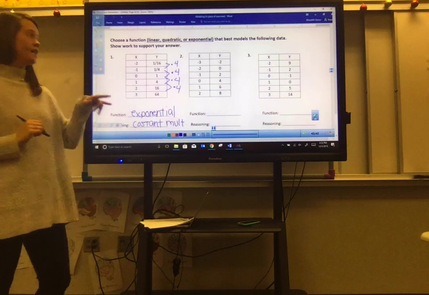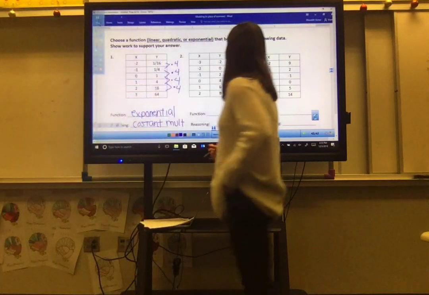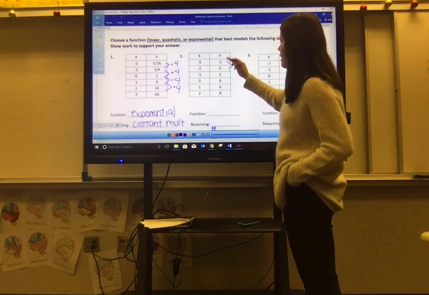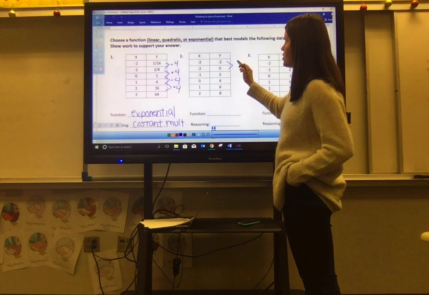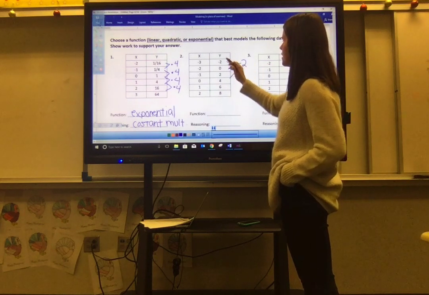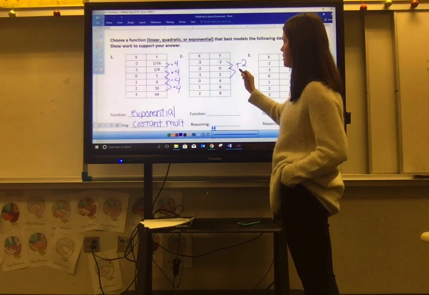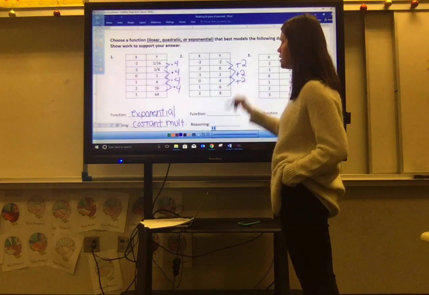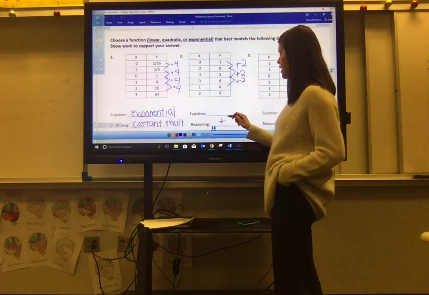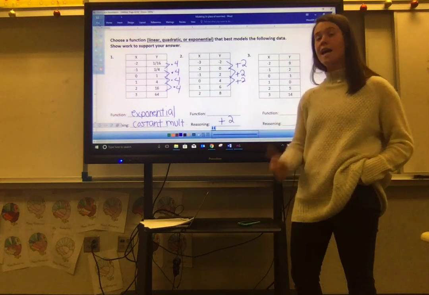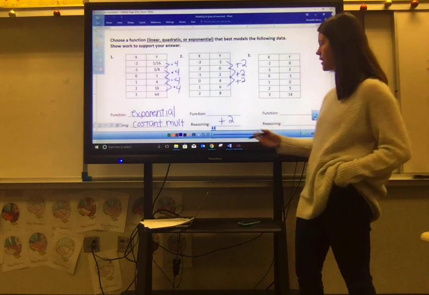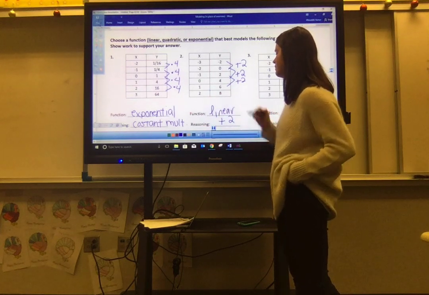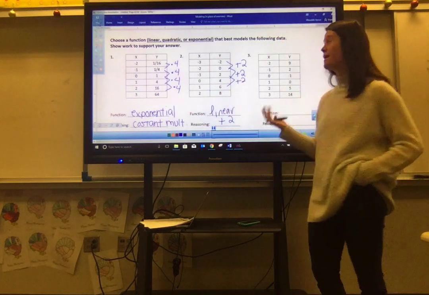For our second chart here, what I'm noticing is that every single time, I'm actually adding 2. Negative 2 plus 2 equals 0. 0 plus 2 equals 2. 2 plus 2 equals 4, and so on. So if my reasoning is adding 2, I have a constant addition that's occurring, I know that it's linear. So now here's my last one.